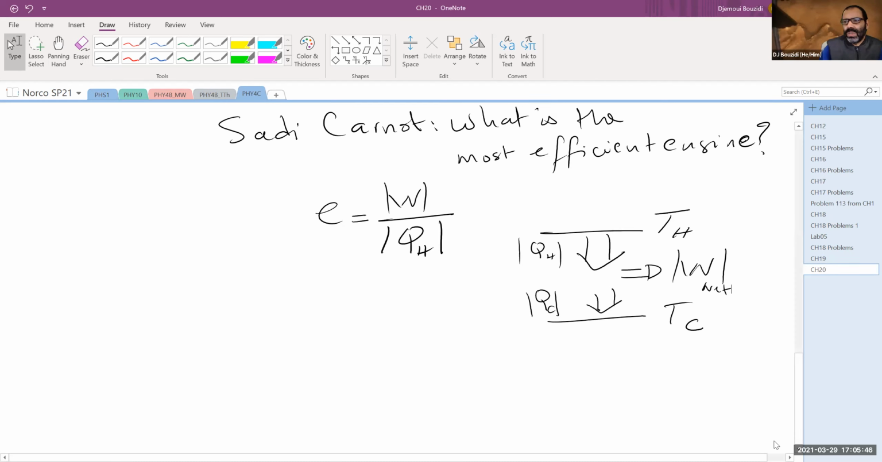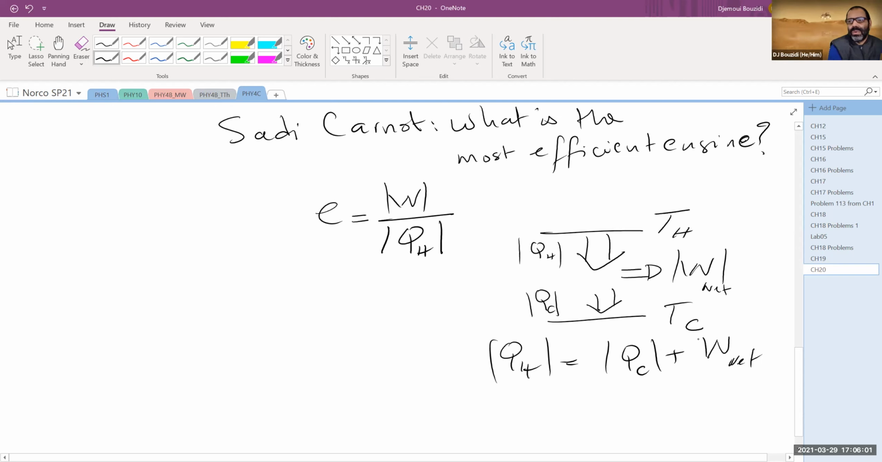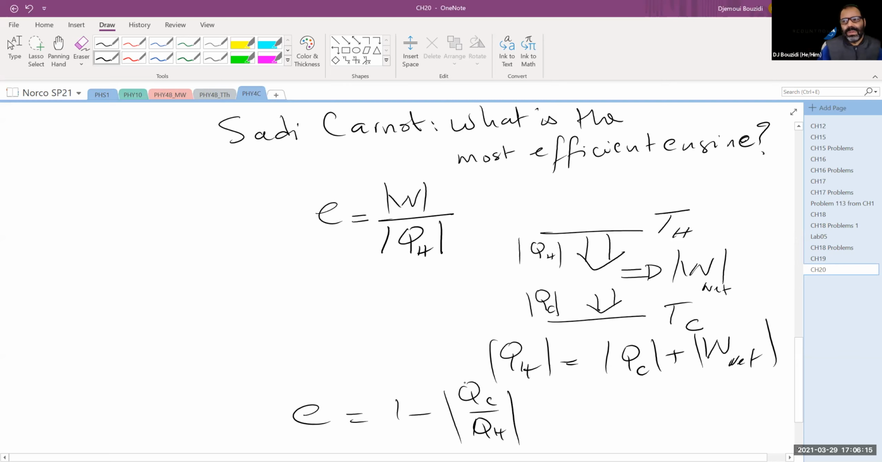This difference, of course, the first law tells me clearly that QH is the sum of these two, the incoming and the outgoing. So QH is simply the sum of QC plus W, the net work that we're going to get from it. And the work is going to be just the difference of these two. So you can write it backward in here, and it's going to be just 1 minus QC over QH, in absolute value.